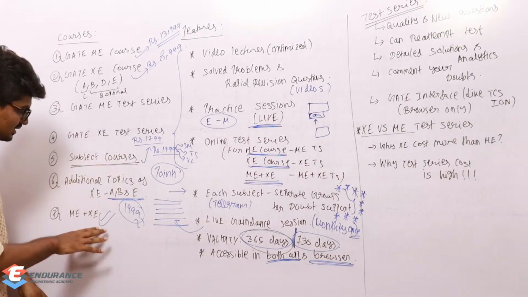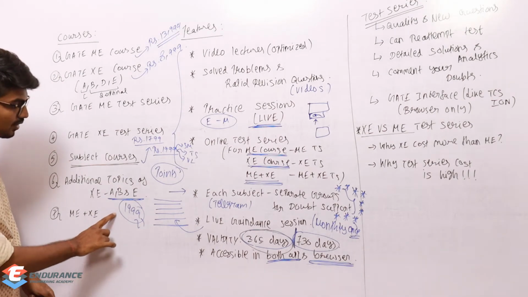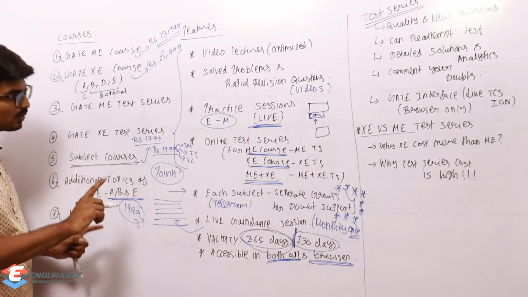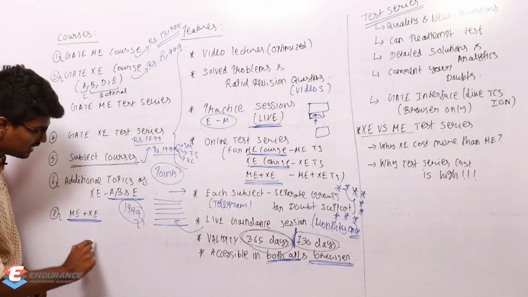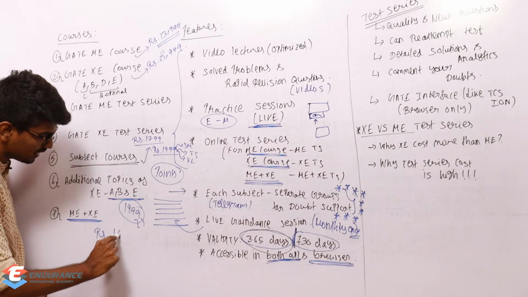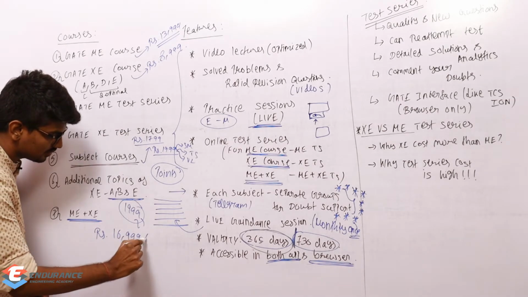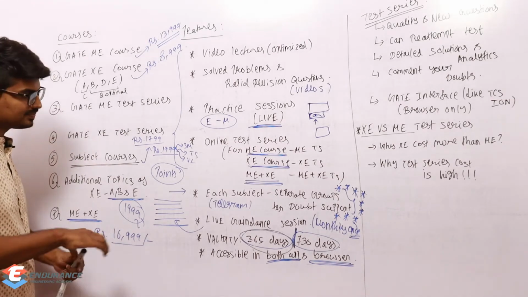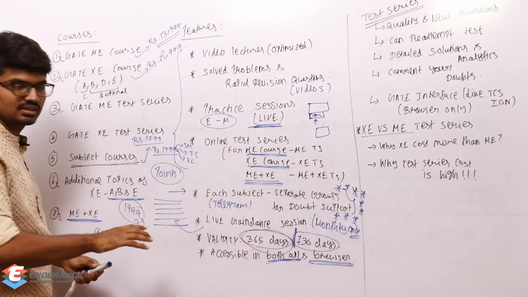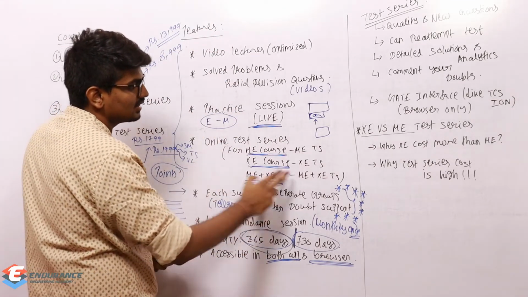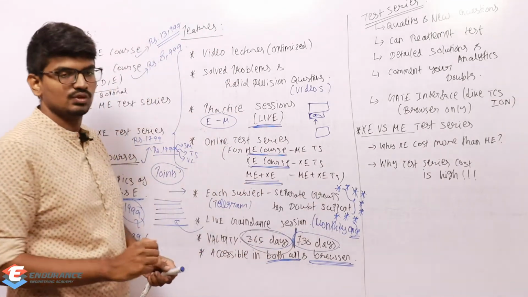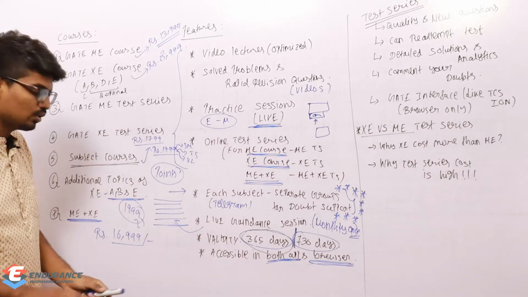ME plus XE, we have a course ME plus XE for 1 year validity. I'm displaying only the 1 year validity. For 1 year validity, ME plus XE is 16,999. This basically covers all these things, and in addition, in the online test series, you will get both the XE and ME test series. I hope you are getting my point.